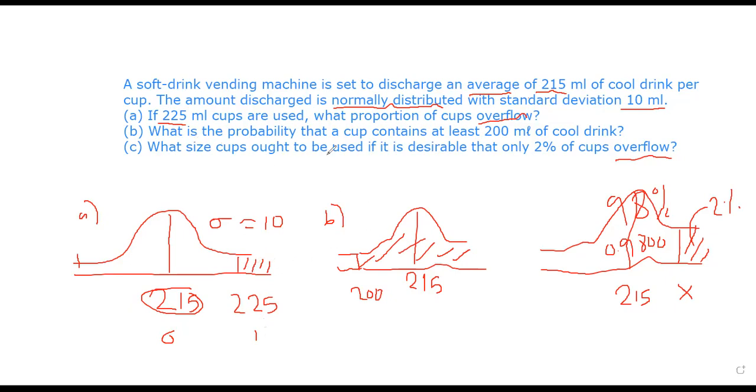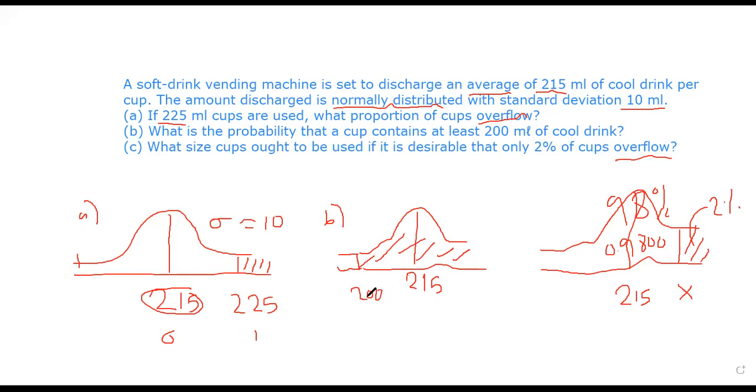Part B, what is the probability that a cup contains at least 200 ml of cold drink? So at least means greater than. So 200 is on the left side of 215. When we put it here, we are shading where? To the right. We're shading the right because at least 200 means shade right. We can tell this reading is bigger than 50. It crosses the middle line. So when we standardize, we read it directly from the table.